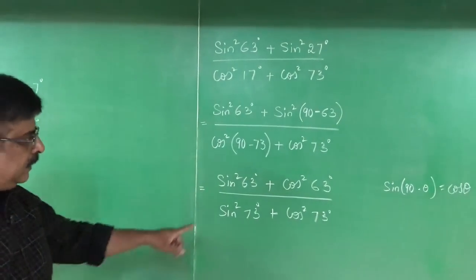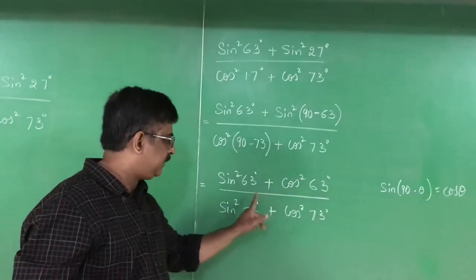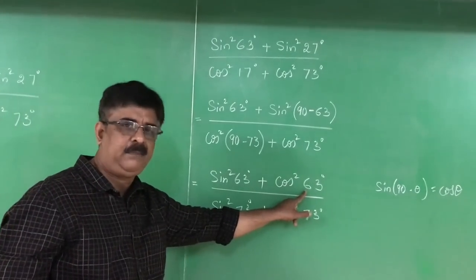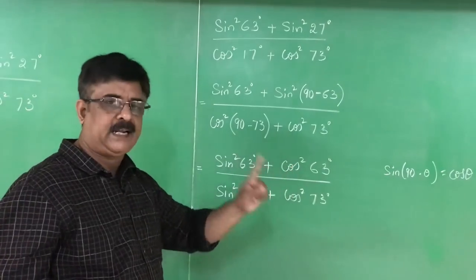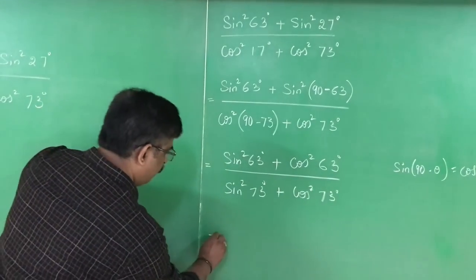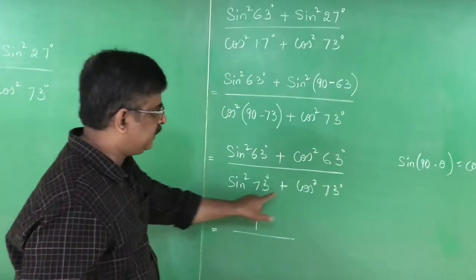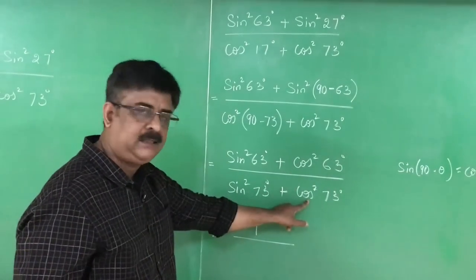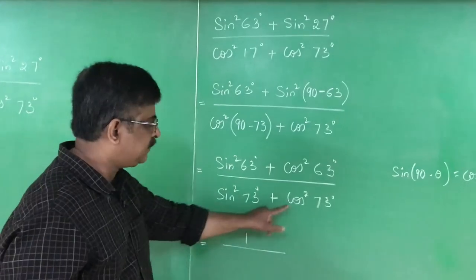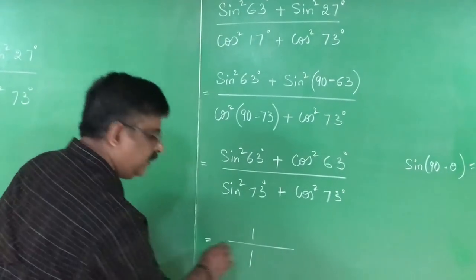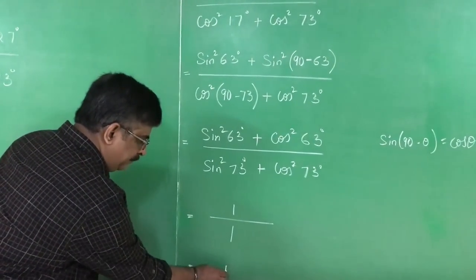Now see, numerator: sin square 63 plus cos square 63. Same angle 63. Sin square theta plus cos square theta is equal to 1. Therefore, the numerator becomes 1. What about the denominator? Sin square 73 plus cos square 73 equals 1. 1 divided by 1 is 1 only.